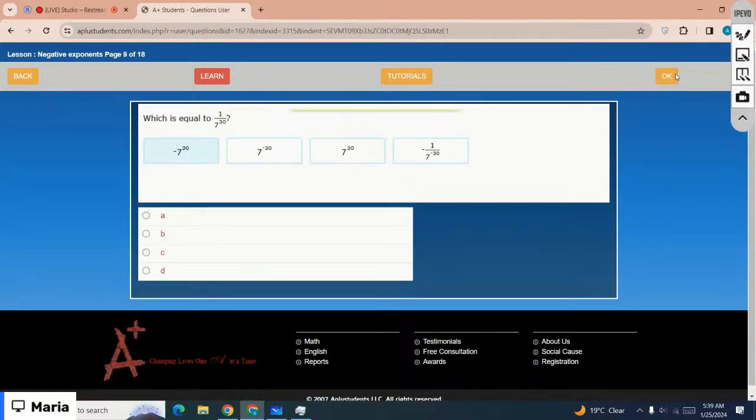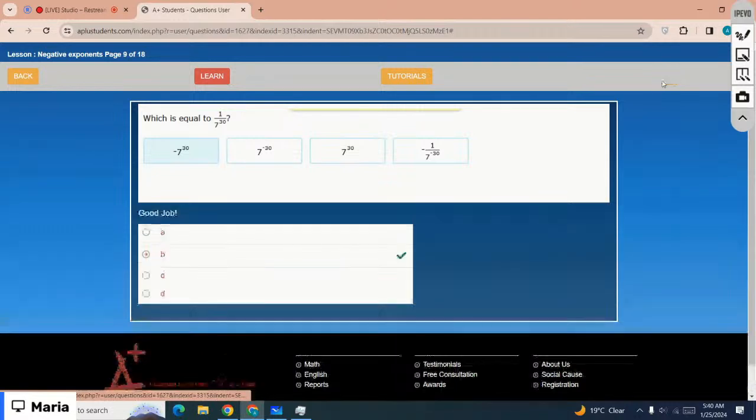Okay, which is equal to 1 divided by 7 exponent 30. So which is the correct option? You are given 4 options, right? You can write 1 over 7 exponent 30 with a negative exponent. That is 7 exponent negative 30, right? You can write it in the numerator. So the correct option is option B, 7 exponent negative 30.